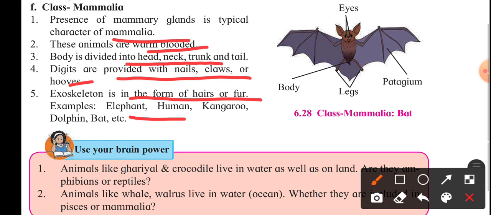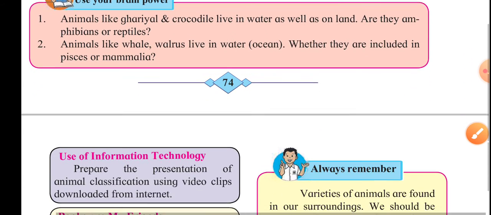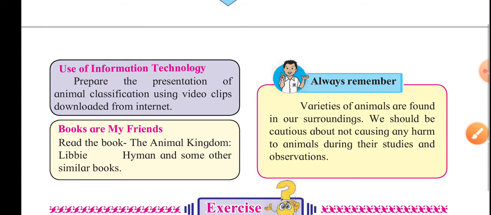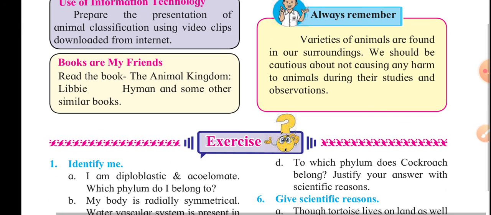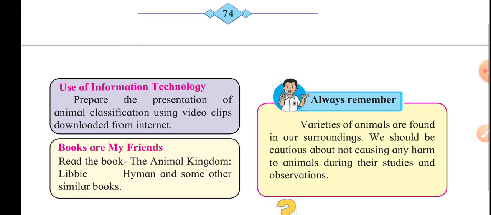So this is all about the classes which are present in the phylum Chordata. So this is all about what we have for animal classification, and this completes your Chapter number 6, Animal Classification.